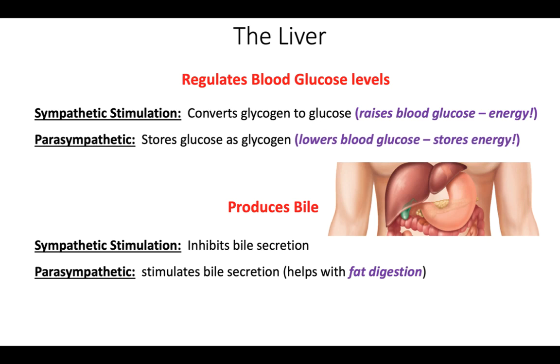And then the other thing the liver does that's important for us today is producing bile. And as long as you know bile is a digestive secretion, then it should make sense that it's stimulated by parasympathetic neurons. Bile is used to help you digest fat. All right.